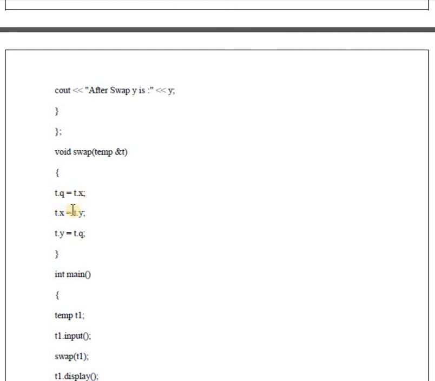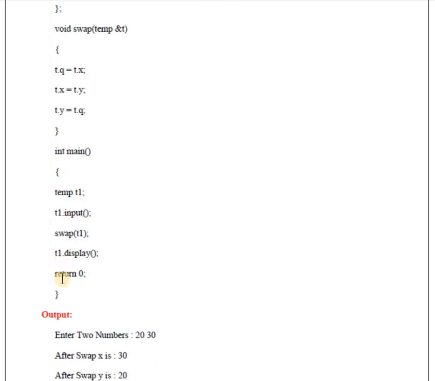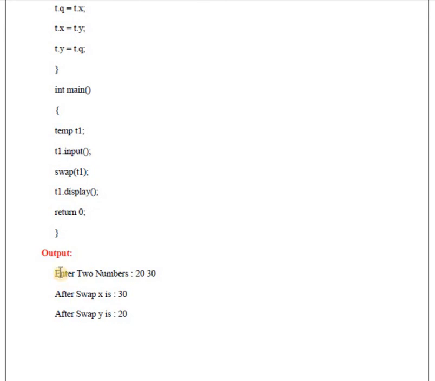x and y are our original variables and q is the variable that is used for swapping. Then in the main function, we are creating an object of the class, and by using that object, we are calling the different functions defined for that class. While executing this program, you will get the output: first it will display the message, enter 2 numbers. Suppose you enter the 2 values 20 and 30, then after swapping, x variable contains the 30 value and y variable contains the 20 value.